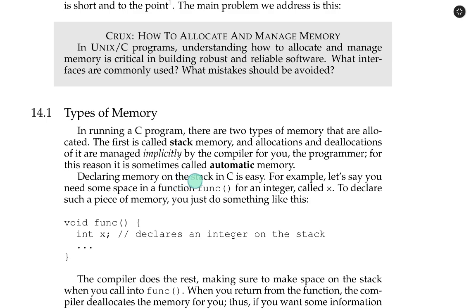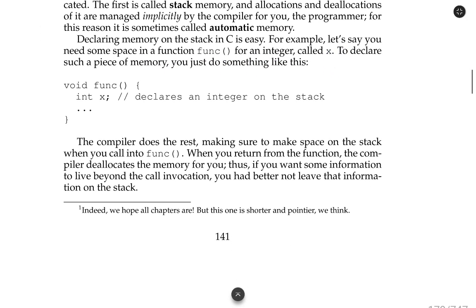Declaring memory on the stack in C is easy. For example, let's say you need some space in a function for an integer called x. To declare such a piece of memory, you just do something like this. The compiler does the rest, making sure to make space on the stack when you call into the function. When you return from the function, the compiler deallocates the memory for you.